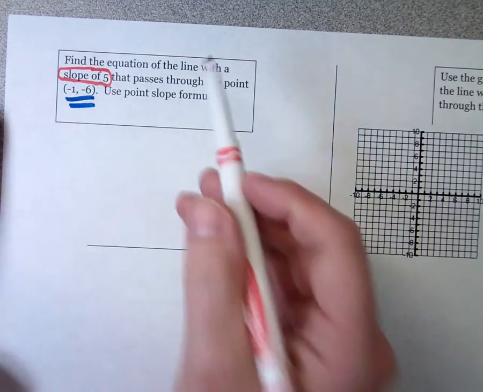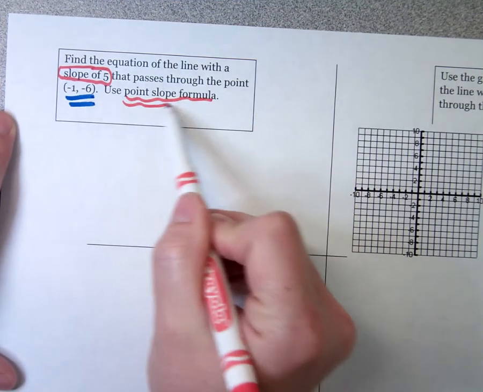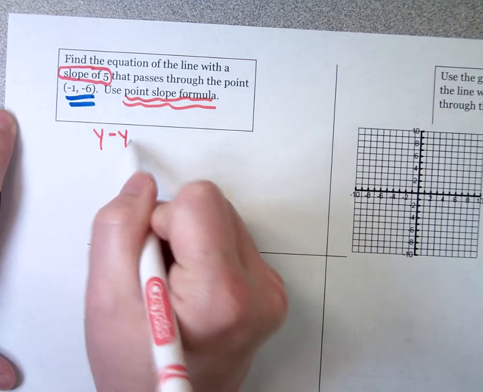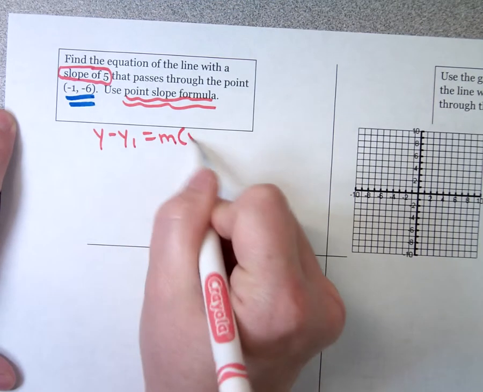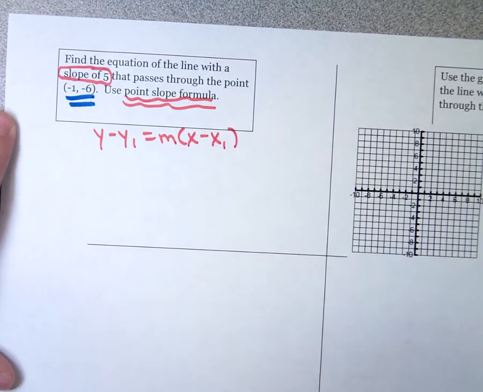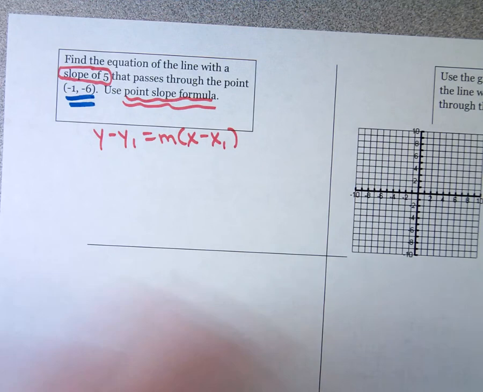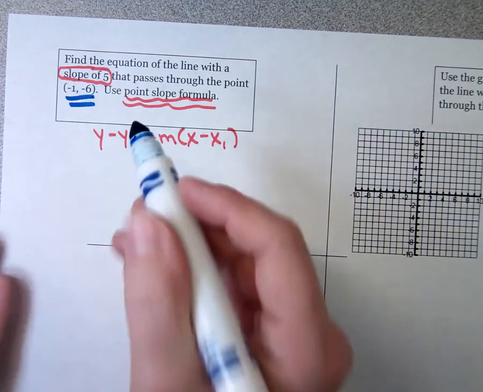Okay, so first it wants me to write the equation using the point slope formula. So once again, that's y minus y1 equals m times x minus x1. And when you take your STAR test, your EOC, whatever you want to call it, you will have a formula chart, and this formula is on there. This is the one you always remember.